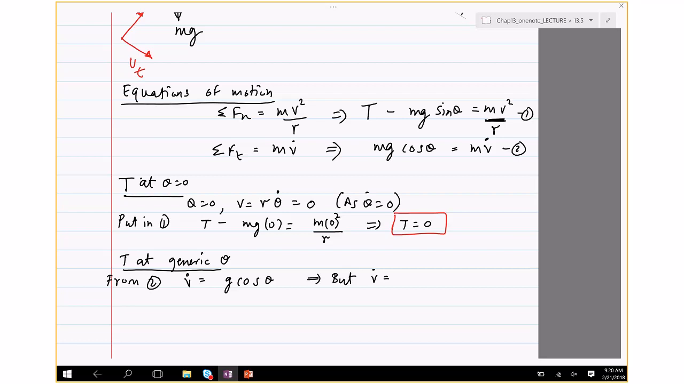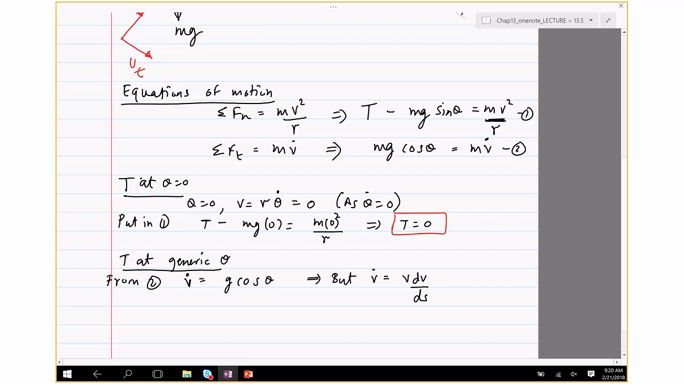So v dot is dv dt, right? Now if I use dv dt and try to put it here in the expression, I cannot quite integrate dt. I cannot do g cosine theta dt because cos theta is a function of time. I cannot integrate cos theta with respect to time, so that will not work. The other option is to use this formula, v dv ds.